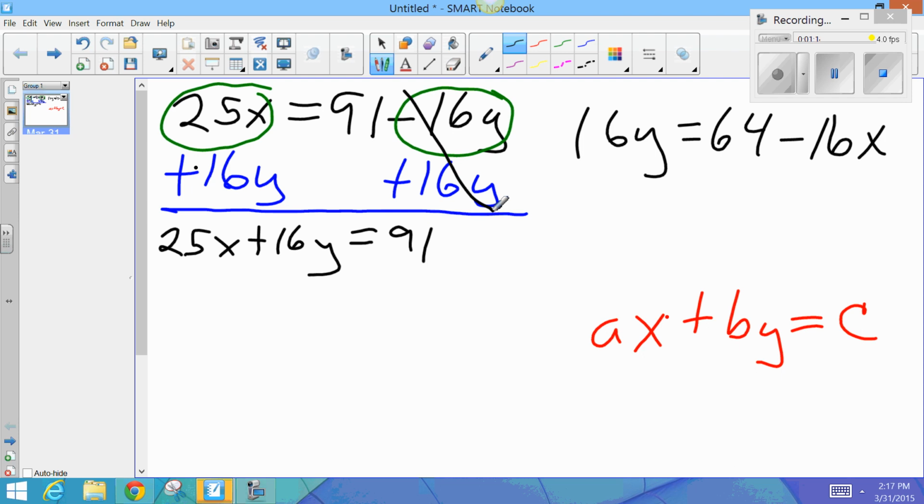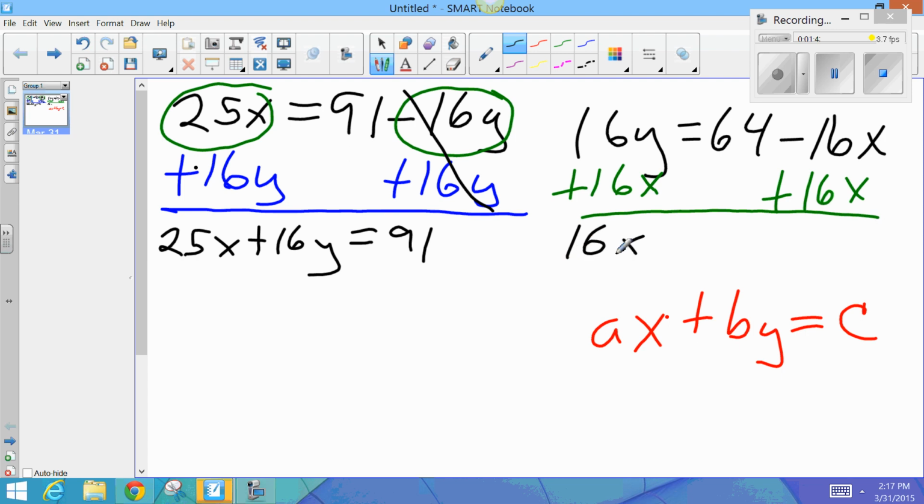For the second equation, we want to get x and y on the left and leave the 64 on the right. So this time I'm going to add 16x to both sides. Again, 16x and 16y are not like terms, so I am going to just rewrite that. So that becomes 16x plus 16y equals 64.